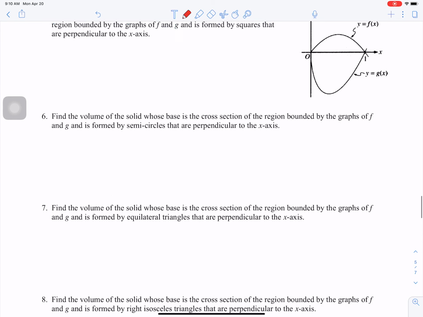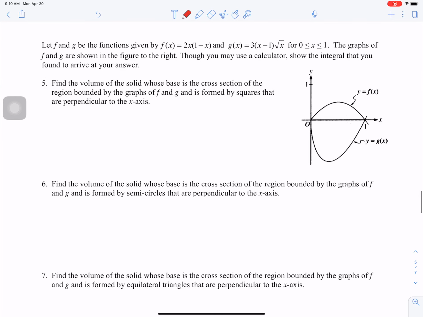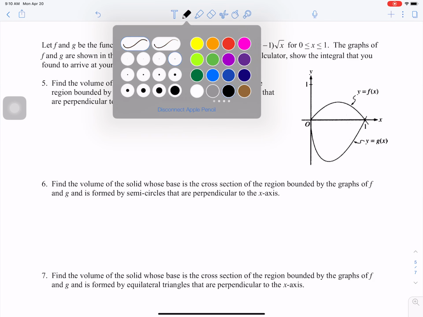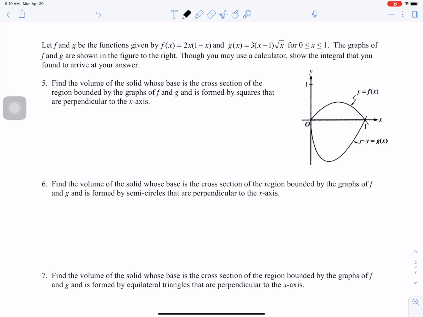Okay, we have one more question left here before some of these practice AP questions. We'll let f of x and g of x be defined by this function and this function on the interval 0 to 1. They've already solved our a and b for us. We're interested in this area, and then we're going to form cross-sections that are perpendicular to the x-axis. My cross-sections are going to be squares. So let's find the volume.